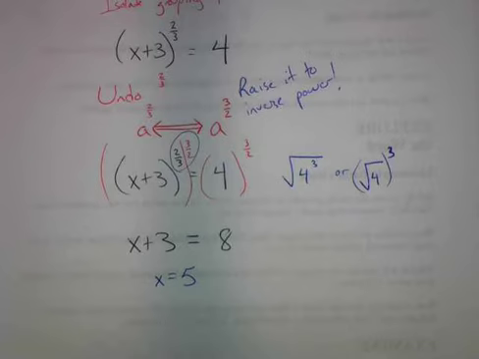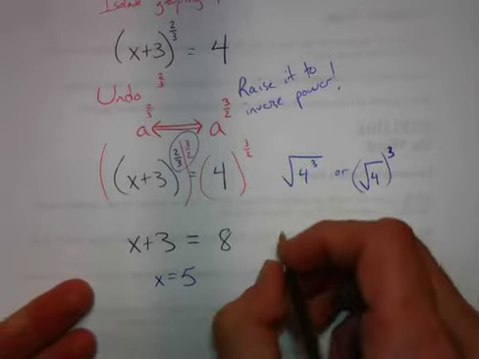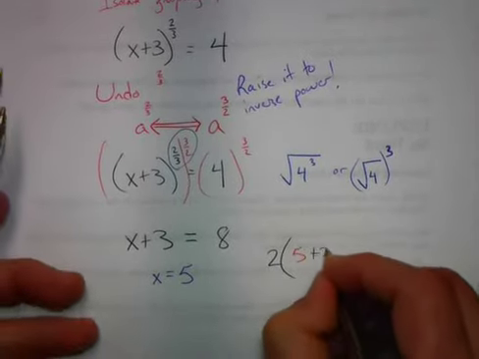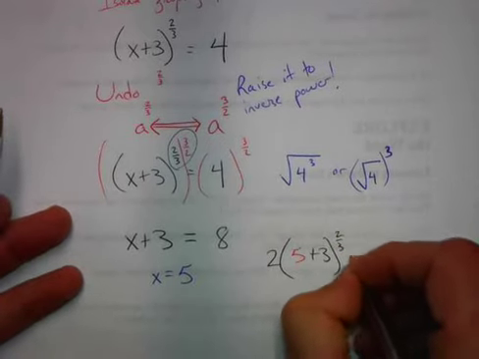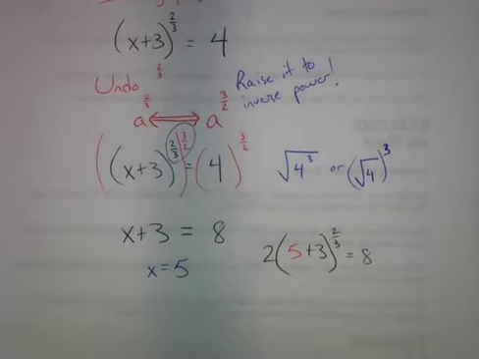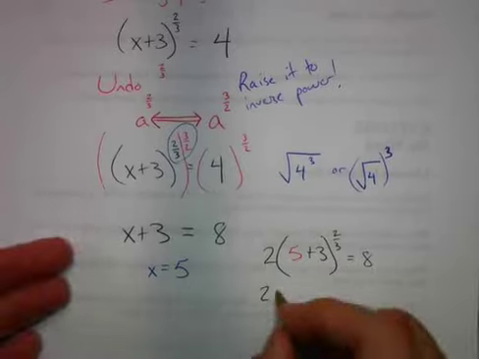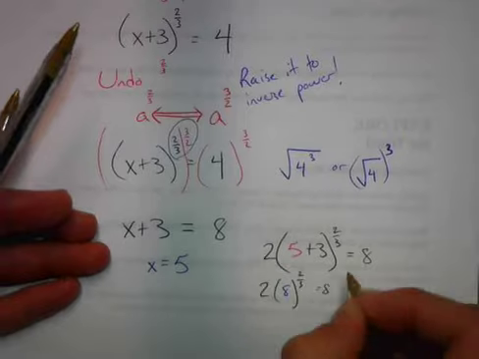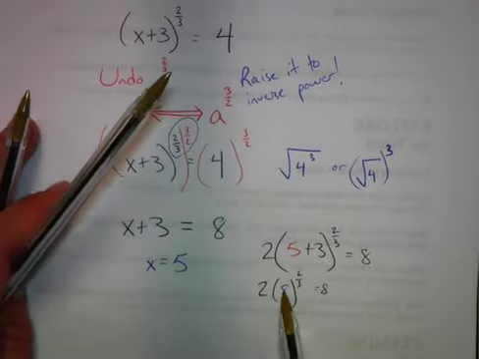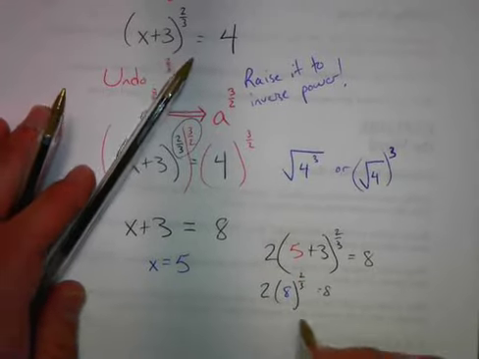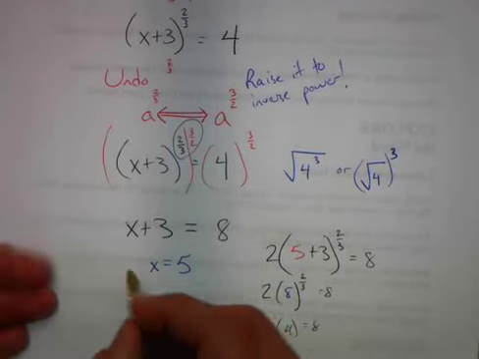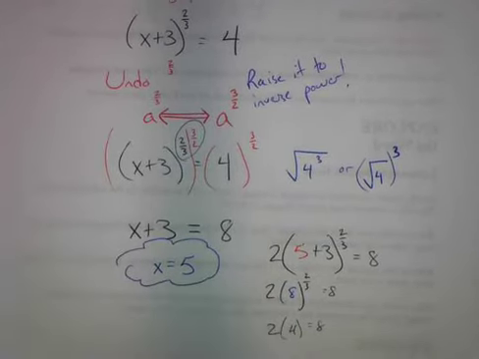And is that true? Okay, so again, we might be coming across extraneous solutions, so let's be careful. Let's test our answer just in case. So is 2 times (5 plus 3) to the 2/3 power going to be equal to 8? Well, let's do some work. 5 plus 3 is 8. Now we're going to figure out what 8 to the 2/3 power is. It's the cube root of 8, which is 2. 2 squared is 4. 4 times 2 is 8. Check. We're good. x does equal 5. Nothing to worry about for extraneous solutions. So we're all set to go.